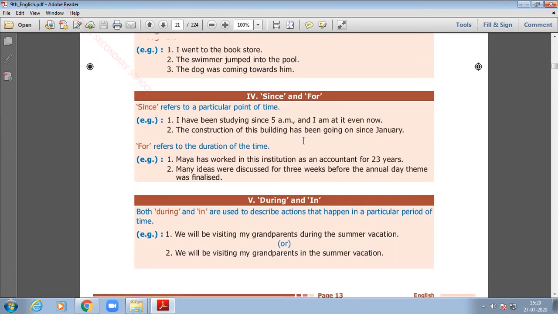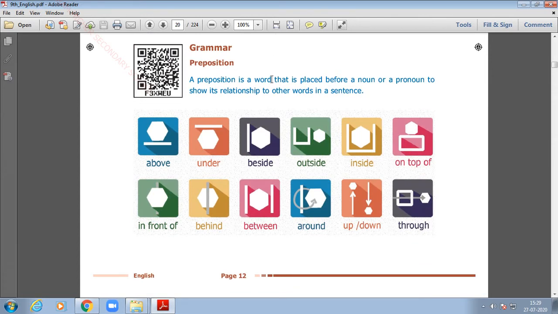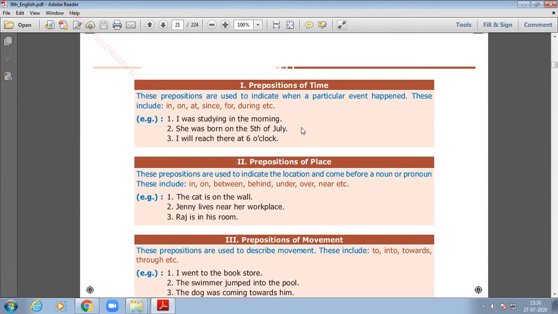Okay, now let us go back to the definition. A preposition is a word that is placed before a noun or a pronoun to show its relationship to the other words in a sentence. And I made it easier by defining it as a word placed before a noun to relate itself to the other noun in a sentence. Which means you have two nouns in a sentence, one as a subject and the other as an object, and you have this preposition placed before the object. And if you remove the preposition, then you don't have proper meaning in the sentence.